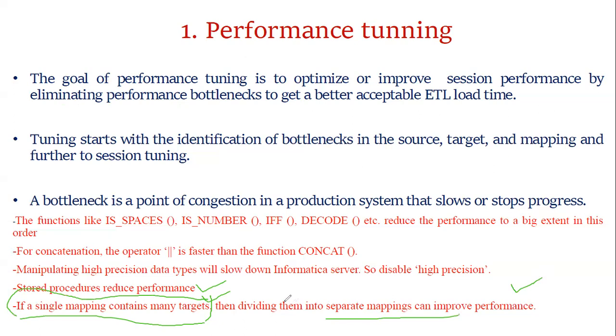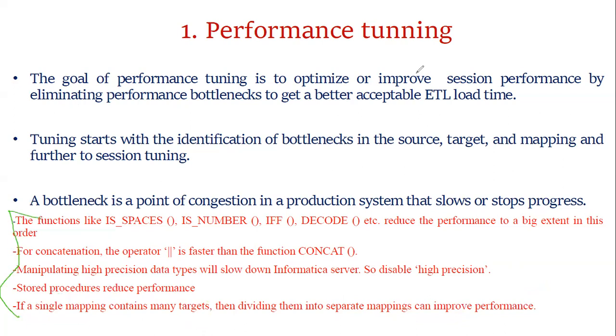Okay, so what is the meaning of this last statement? We can simplify the mapping instead of complicating the mapping by having multiple targets within a single mapping only. So instead of having multiple targets within a single mapping, we can divide that particular mapping, and have individual targets for each pipeline. So that also increases the performance. So these are just some examples of bottlenecks I have mentioned here.